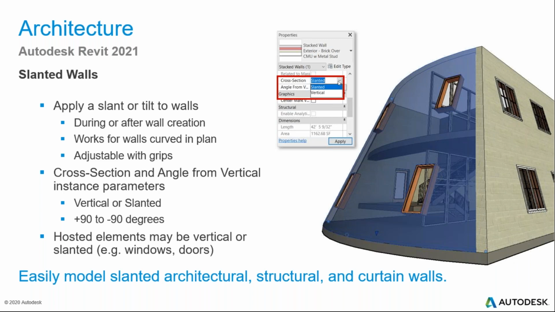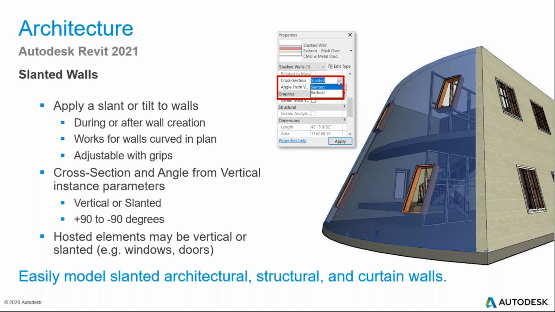When the slanted option is selected, the angle from vertical parameter is enabled. Use this parameter to select the inclination of the wall, which can range between plus 90 and minus 90 degrees. You may also use the editing grips at the top of the wall to adjust its height or angle.